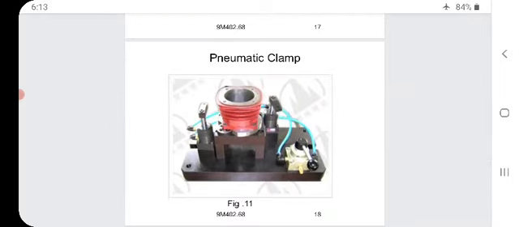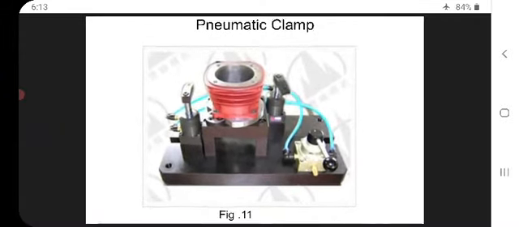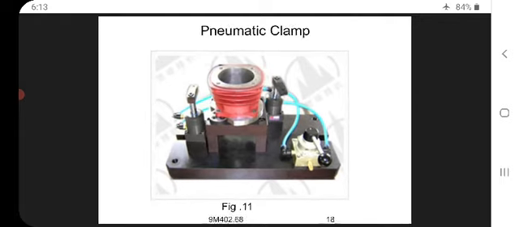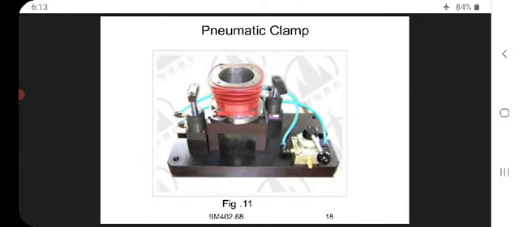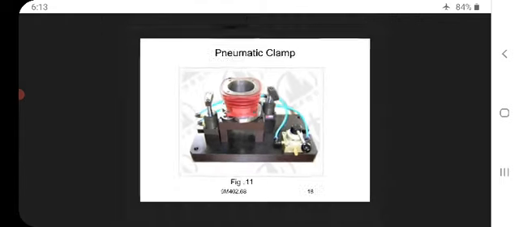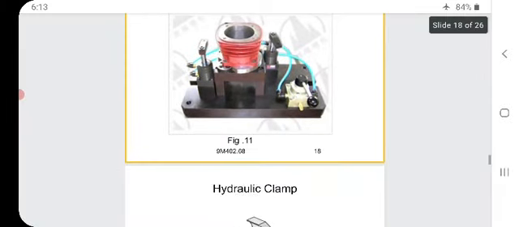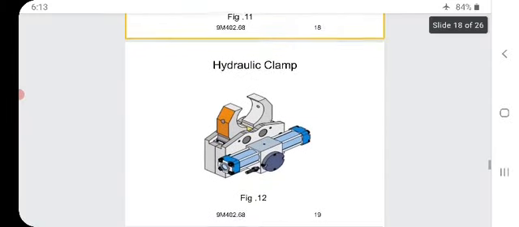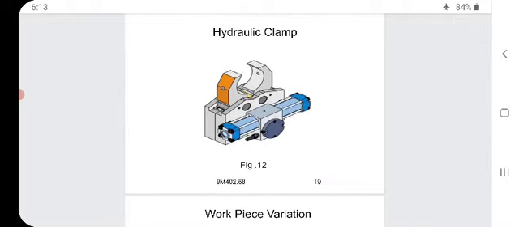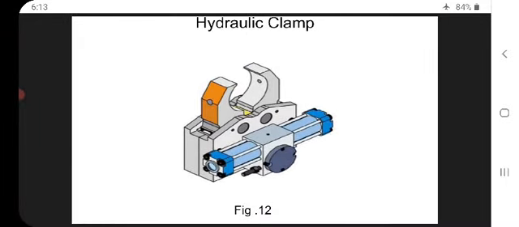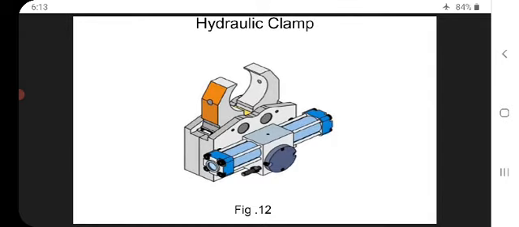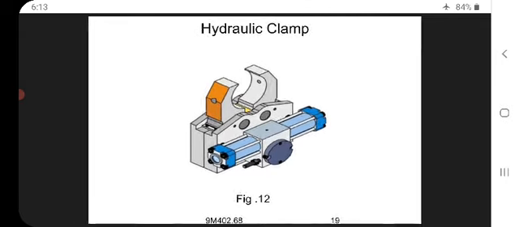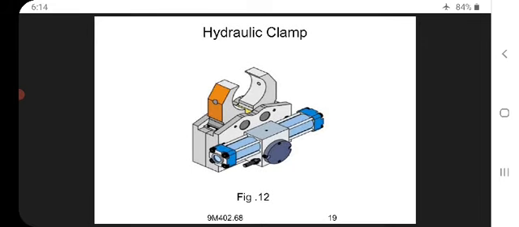So you can see the pneumatic clamp on the screen. I will zoom so that you can see clearly. This is a pneumatic clamp. So, hydraulic clamp, I am making a zoom. That is best suited for holding cylindrical objects. Both jaws are movable.